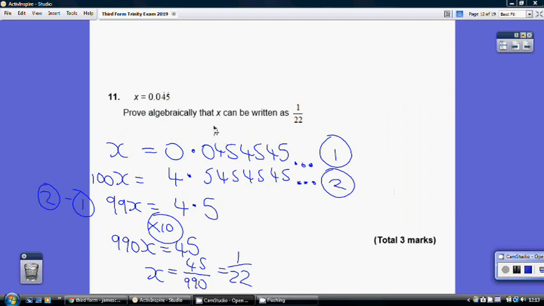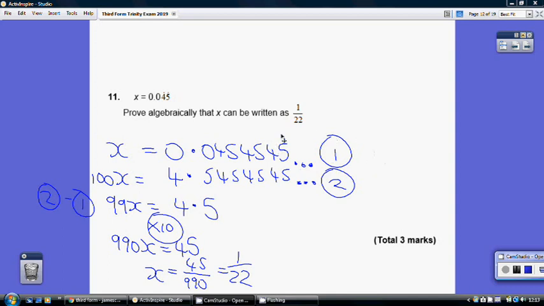Question 11. So we've got to prove algebraically that this recurring decimal can be written as this fraction. So our first step is to let x equal this, but set out the recurring elements. So the 4, 5 with the 2 dots means it's 4, 5 being repeated. So it's 0.0, 4, 5, 4, 5, 4, 5, and so on. Don't forget to put in the ... so people appreciate it goes on forever.